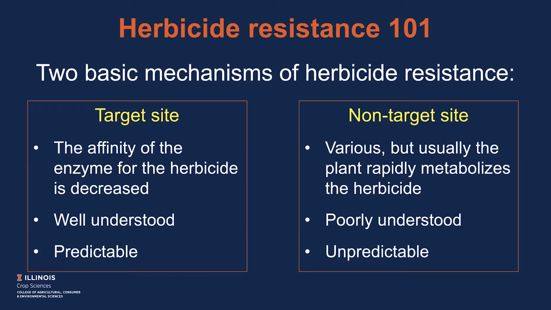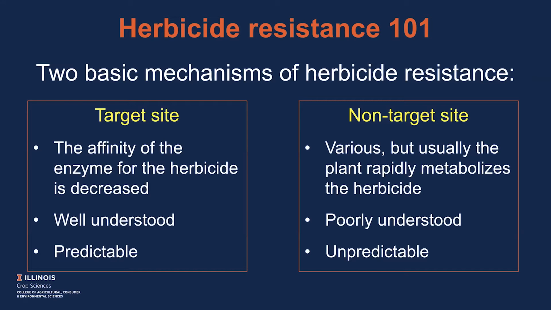This type of resistance is fairly well understood. We know the specific mutations that give rise to this type of resistance. We also can predict with reasonably good accuracy how long it will take for this type of resistance to evolve in your field, given different strategies. So if you use the same herbicide year after year versus if you rotate herbicides or if you're mixing herbicides, using crop rotation, whatever, we can, with reasonable accuracy, predict how long it will take before target site resistance occurs in your field.